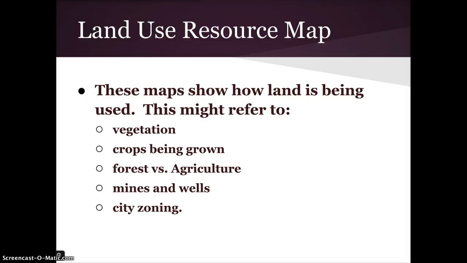Another special map would be a land use resource map. These maps show how land's being used. It might refer to vegetation, where crops are being grown, forest versus agriculture. So maybe the forestry, that's where we get our timber to build our houses and things of that nature. It would show mines and wells, like gold mines or oil wells. And then it could also show city zoning. So those are some other examples.